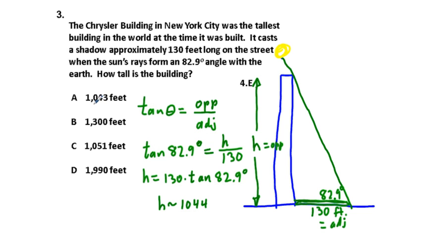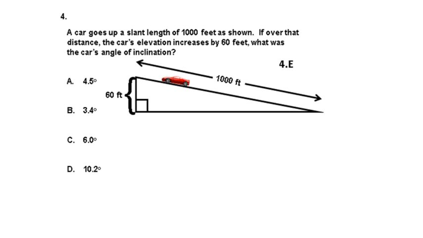Okay, well, around the nearest foot would be 1,044, but this A is definitely going to be our closest choice by quite a margin. Next, problem 4. A car goes up a slant length of 1,000 feet as shown. For that distance, the car's elevation increased by 60 feet. What was the car's angle of inclination?